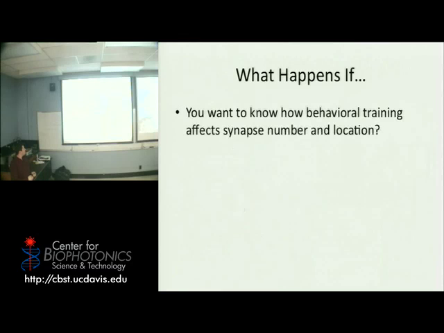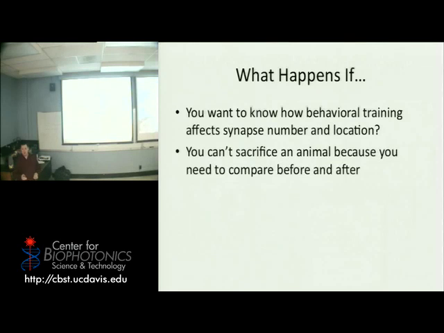Another really breakthrough study, and this is a friend of mine at UCLA who is actually doing this study, is what they wanted to know is how behavioral training affects synapse number, synapse size, synapse shape. So synapse is where the axon and the dendrite meet in animals. And the way we used to do this, if you wanted to know synapse number or size, is you'd sacrifice the animal. So you'd perfuse the animal with a fixative, you'd cut the animal up, and then you'd sit there and actually count these things.